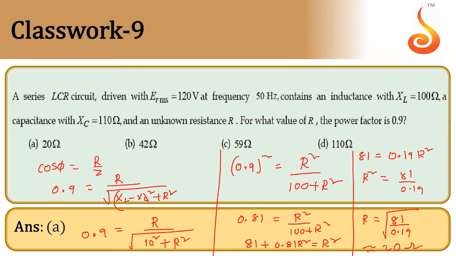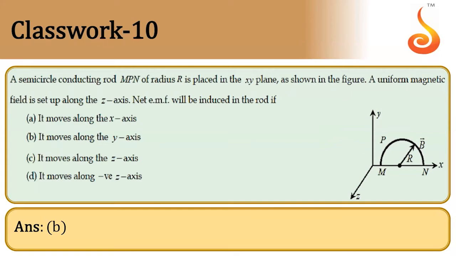Then next question. A semicircle conducting rod MPN of radius R is placed along the XY plane as shown in the figure. A uniform magnetic field is set up along the Z-axis. Net EMF induced in the rod if... So here you can replace the curved rod by a straight rod.